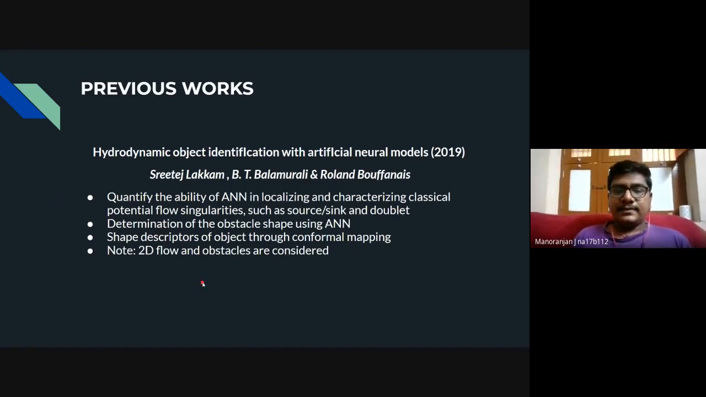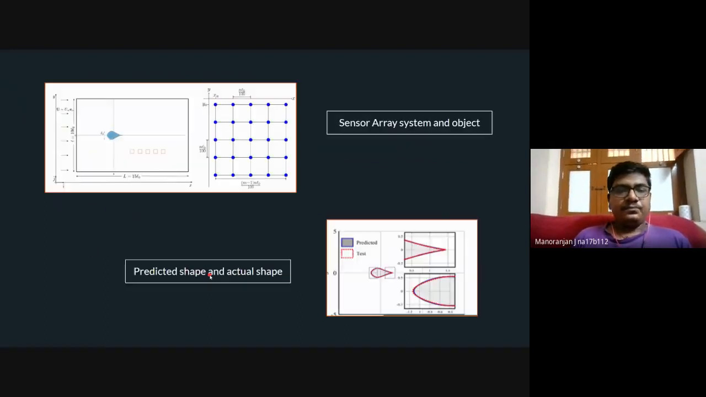And note that this research paper is focusing upon 2D flow and 2D obstacles. So all their works are in 2D. These are some of the pictures that were present in the research paper. This picture that you see here represents the domain under consideration, and this is the shape of the object that we actually want to predict.